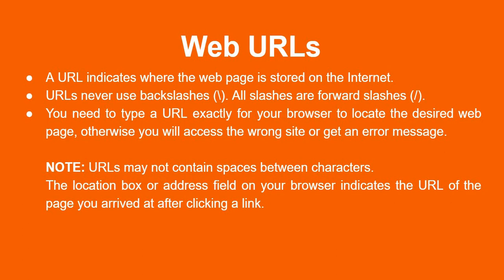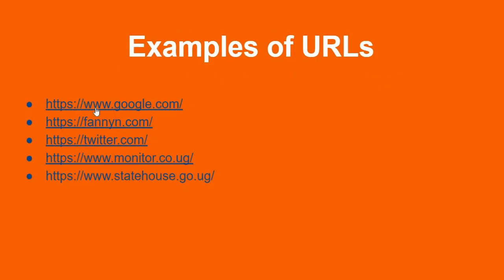URLs do not use backslashes. All slashes are forward slashes. An example, we have www.google.com. All the slashes are forward slashes. The same for this website, the same for Twitter, the same for that. So do not write your URLs with backslashes, otherwise you'll get to a wrong page.